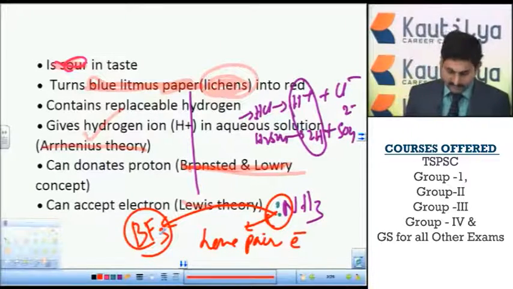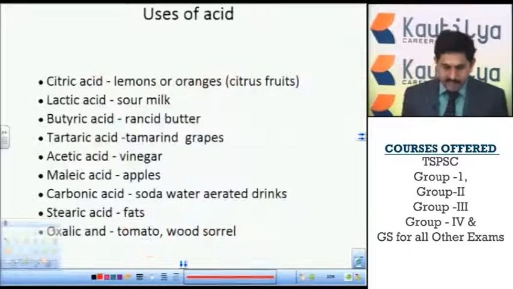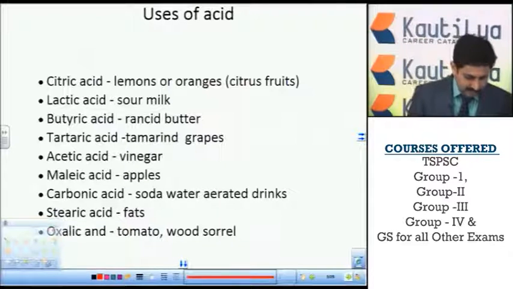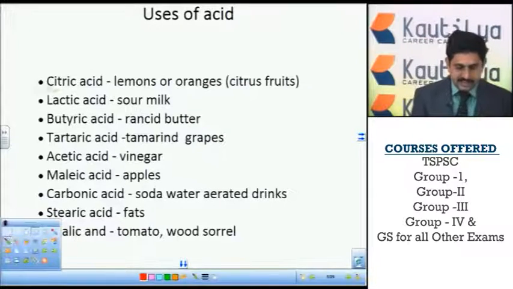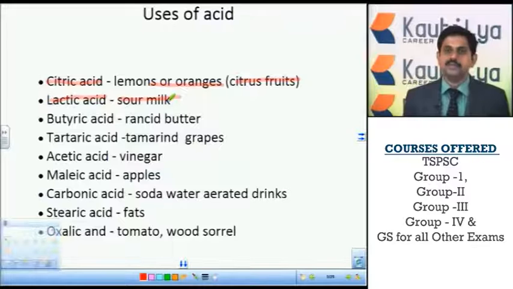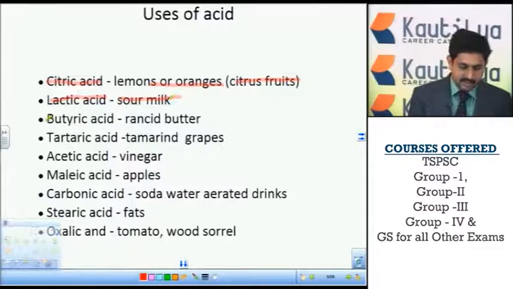Okay, next, uses of acids. We are discussing different types of acids from different sources. For example, citric acid is found in lemons and oranges, that is, in citrus fruits. Lactic acid is in sour milk; we have already discussed in the previous slides that milk is sour because of the presence of lactic acid. Next, rancid butter contains butyric acid. Tamarind and grapes have tartaric acid.